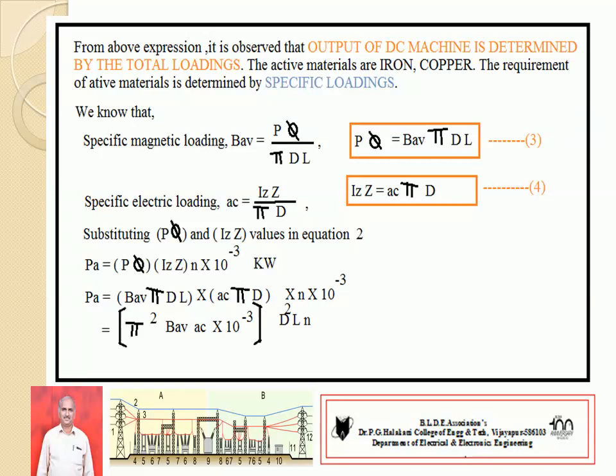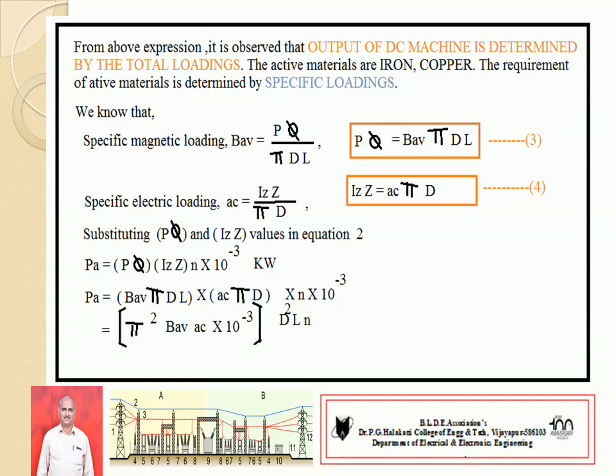Specific electric loading AC equals IZ into Z divided by pi d. So, we can relate IZ into Z equal to pi d into AC, equation number 4. Substituting the values of P pi and IZ into Z in equation number 2, we are going to get Pa equal to P pi into Iz into Z n into 10 to the power of minus 3. It is equation number 2.